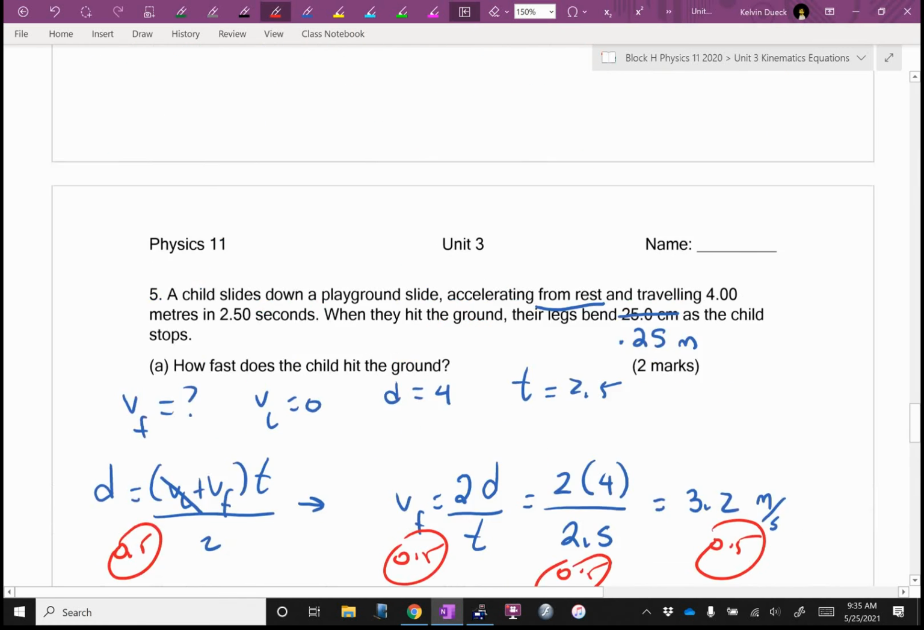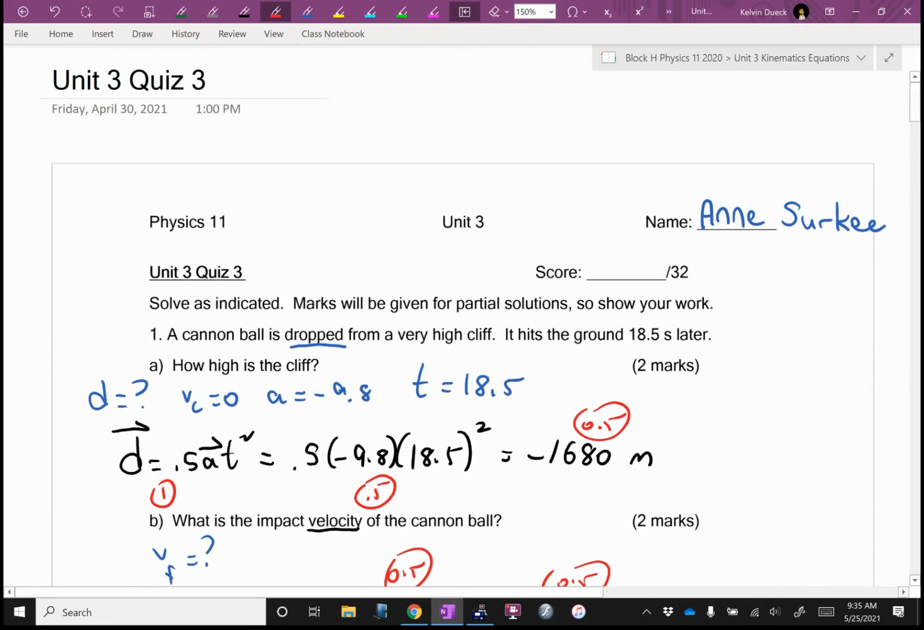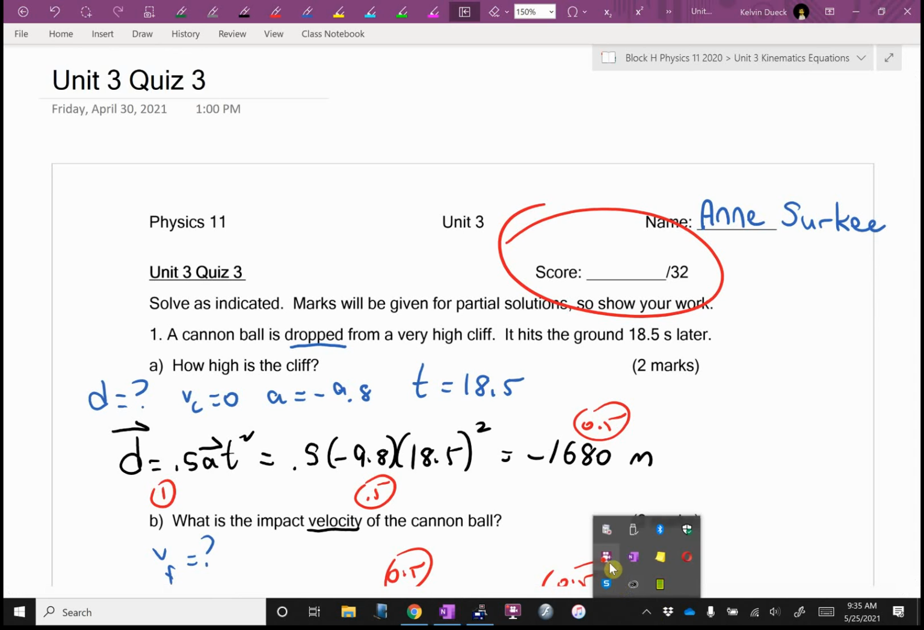Yeah. Okay. You do corrections and learn from your mistakes. Can you give yourself a lovely score at the top out of 32, please? If you need to lawyer with me, now is the time.